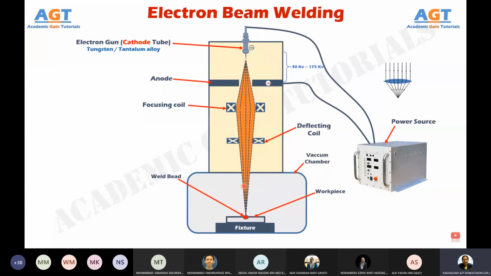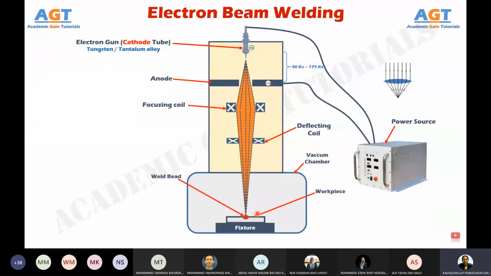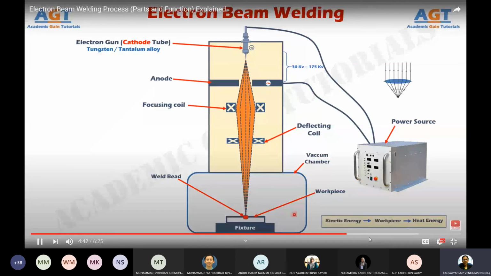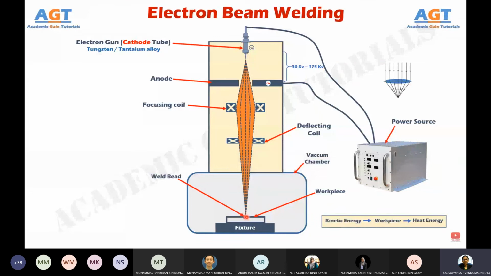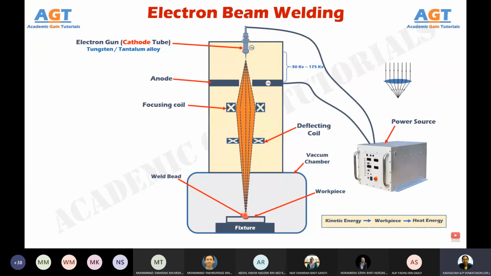When this deflecting coil deflects the beam, this high-velocity accelerated electron jet enters this vacuum chamber and concentrates on the point where the beam is deflected to create welding on the workpiece. What actually happens at this point on the workpiece is that when highly accelerated electrons with kinetic energy concentrate and hit this point, the kinetic energy of these electrons converts to thermal energy and produces heat. This heat will fuse and melt the metal workpieces and create a joint or welding between them.